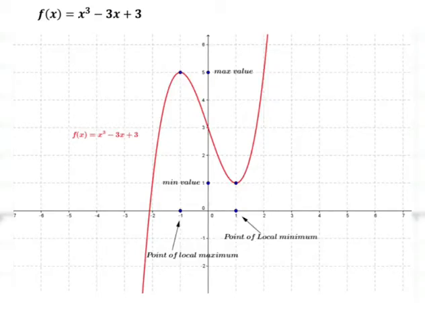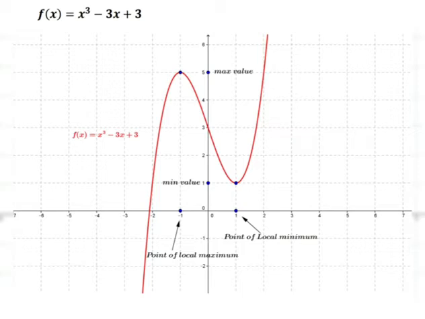So you have a function on the screen, and the function is x cubed minus 3 times x plus 3. So this is a given function, and from this given function, what we will have to do is use the first order derivative to find out the point of local maximum and the point of local minimum, and also to find out the maximum value of the function and the minimum value of the function.